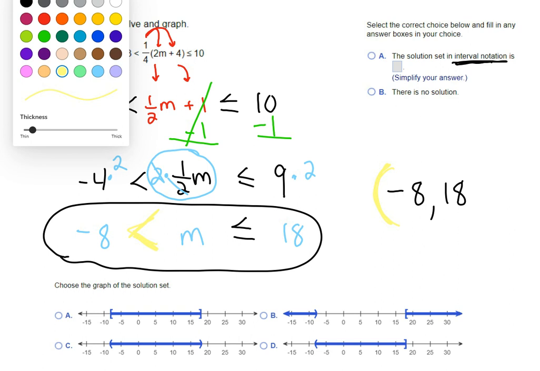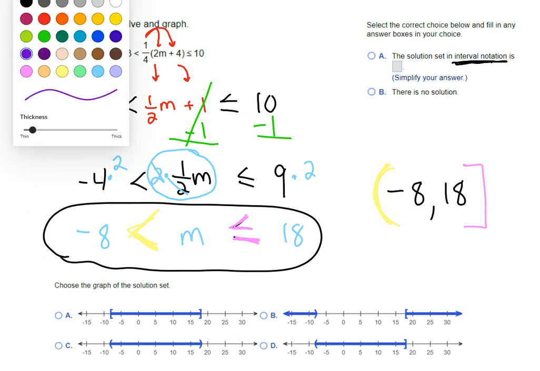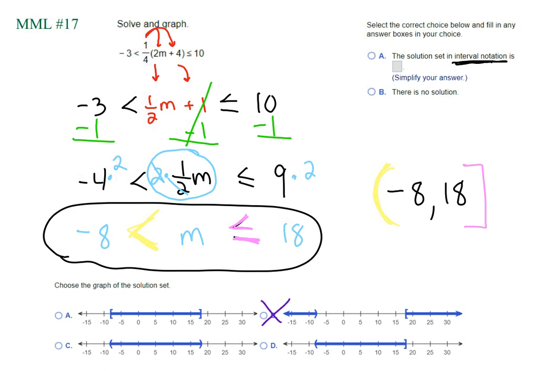And because this is a less than or equal to sign, I'm going to need a bracket for the equal to part. And then you just have to pick out the right graph, and it's an in-betweeny, so you're looking from -8 to 18 and everything in between. So that would eliminate, let's see, that would take out B, because in between would be in between here.